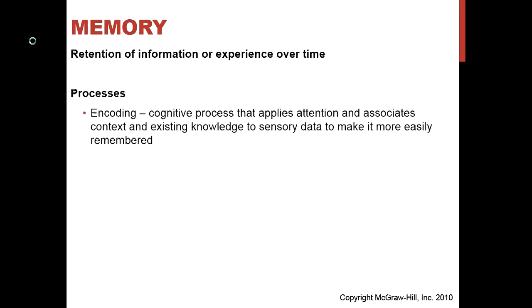Now, how does that information actually get into our brain? First, it goes through a process of encoding. This is a cognitive process to which we need to apply attention and associative properties in order to bring the knowledge from the environment through our sensory organs for our brain to interpret, so that we understand it and make it easier to remember.